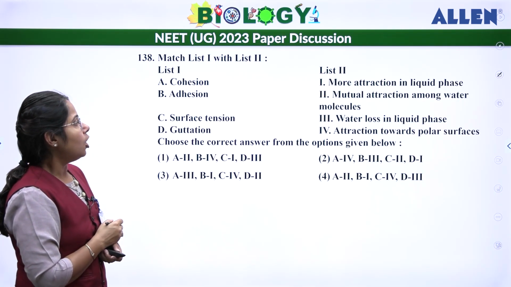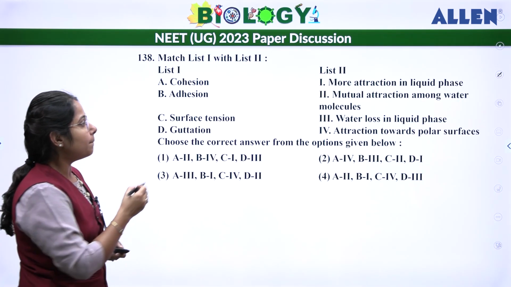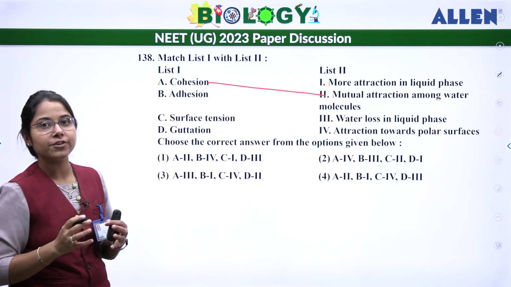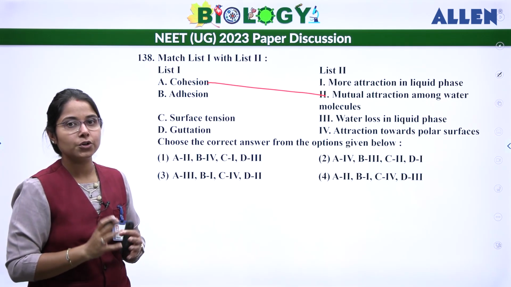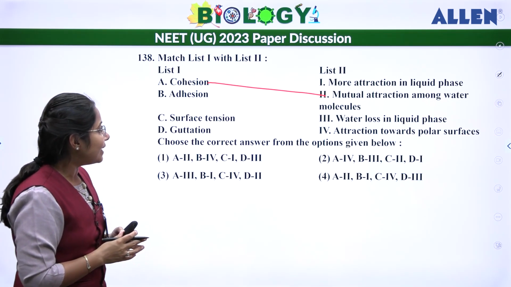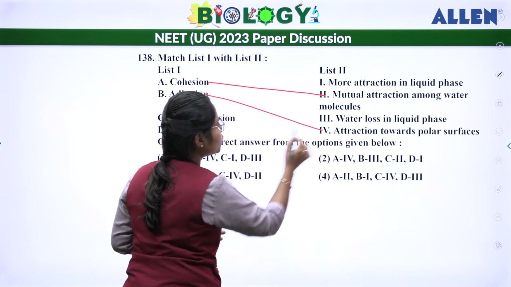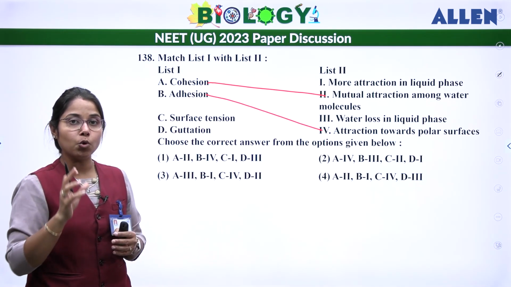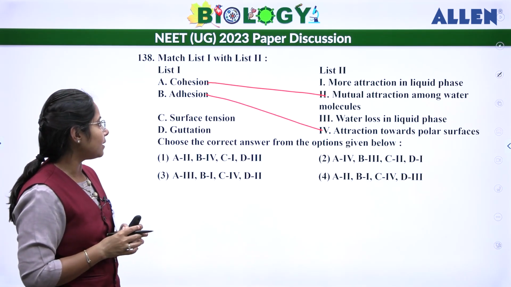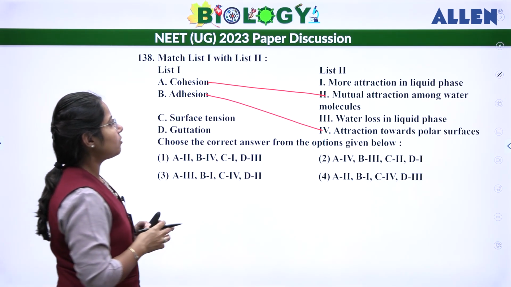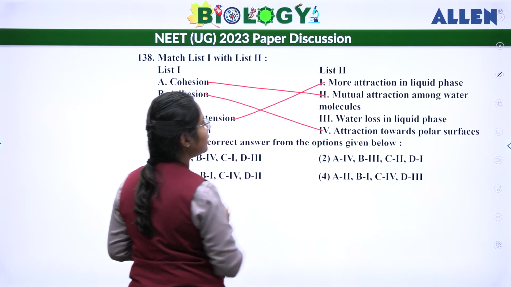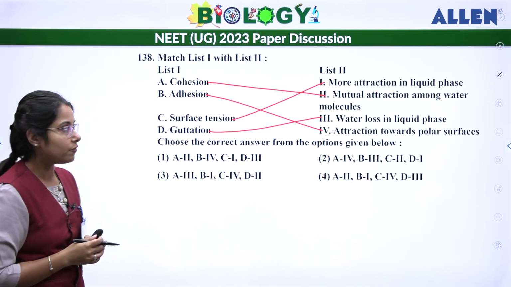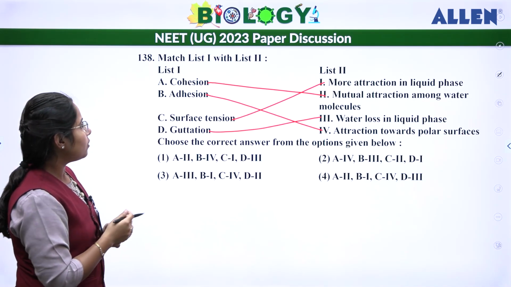Again match the following. Cohesion is the mutual attraction among the water columns. So the force of attraction between similar molecules is called cohesion. Adhesion is the attraction of the water to the polar surfaces of the xylem. Surface tension is more attraction in the liquid phase, and guttation will be the loss of water in the liquid phase. So A we can see will be your 2.